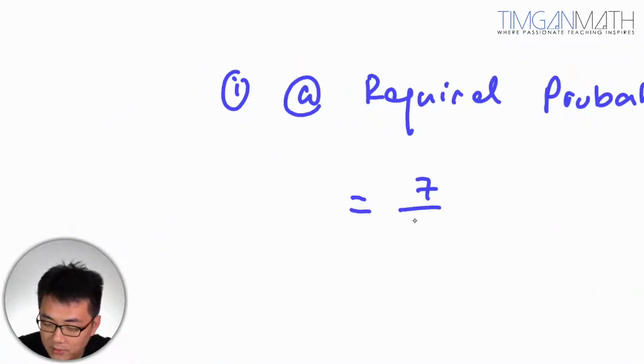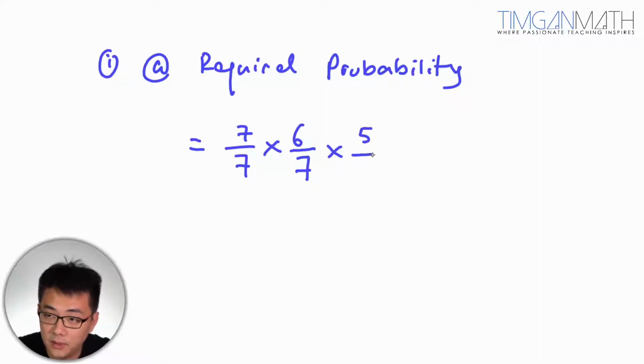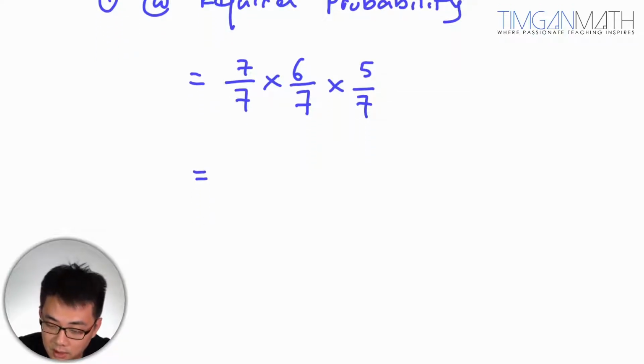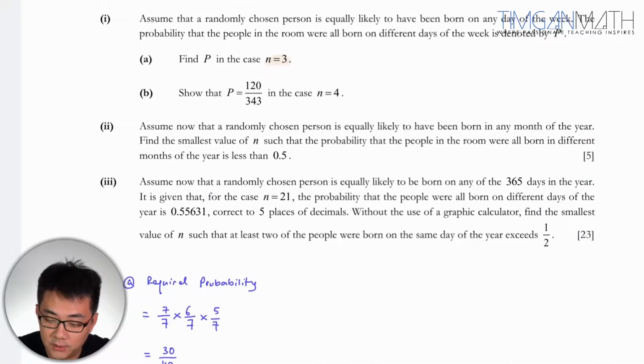So the first person could have 7 over 7. The second person would have to be any of the 6 days left to choose from. And the last but not least will be the 5 days left to choose from, right? So this here will give us 30 over 49. So this is how you do the first part of A.